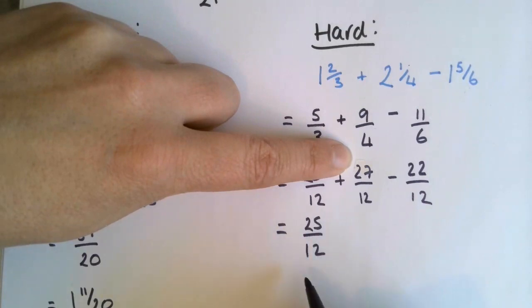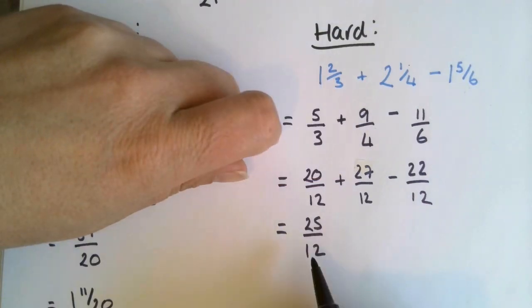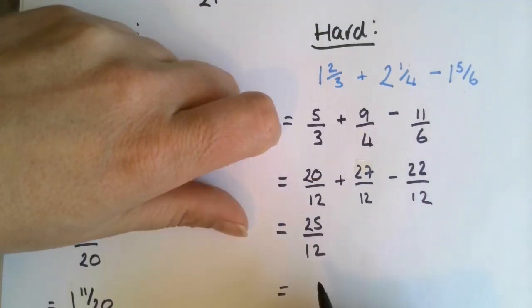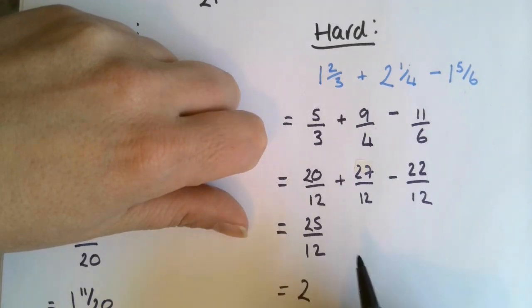I can't leave my answer like this, I need to change it back into a mixed number. So 12 goes into 25 twice, so I've got 2, remainder 1, so 2 and 1/12.